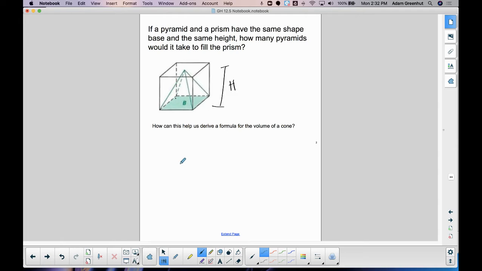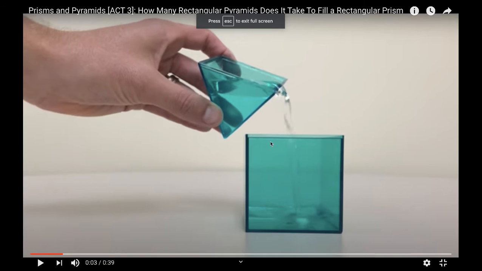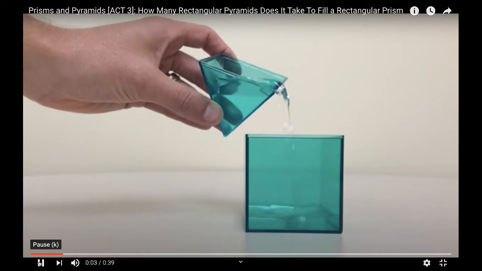Or even better, what if I filled the pyramid with water and poured it into the empty prism? How many of the pyramids would fit? Take a guess. Well, let's take a look at a video to see how your guess compared. Normally, I would do this myself with my toys, but since I'm not there, I just found this person to do it for you. Let's see.